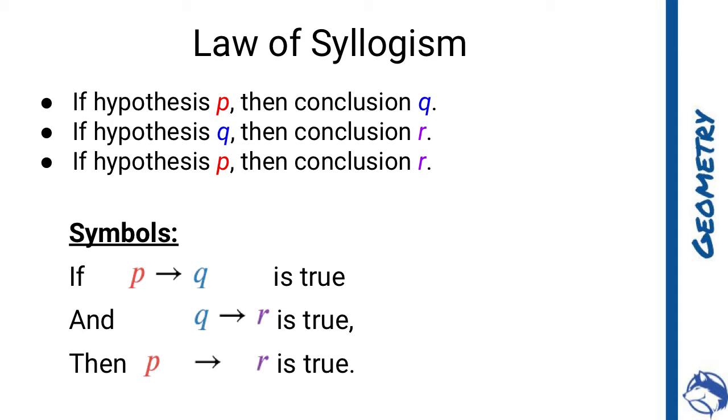Then if we have conclusion Q, and because Q happens, then now we're going to have conclusion R. So basically from this, we're able to say that if it's hypothesis P, then we end up with conclusion R. In symbols, P implies Q and Q implies R. If both of those things are true, then we know that P implies R to be true. An example of this is on the next slide.